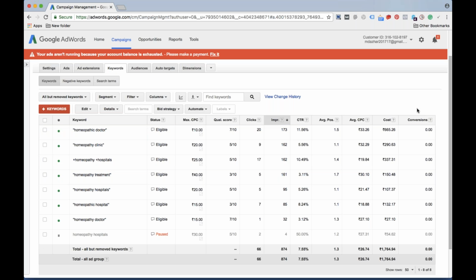And then a very important factor is conversion. But unfortunately, when I ran this particular campaign, I didn't have a proper thank you page for the website. Because I was running this as a dummy campaign just for getting the data, I have not integrated conversion tracking for the project. For that reason, I have not got any conversion.